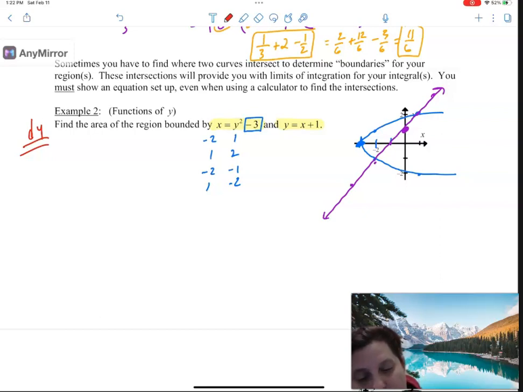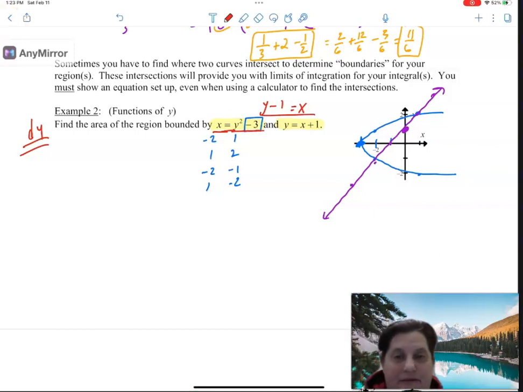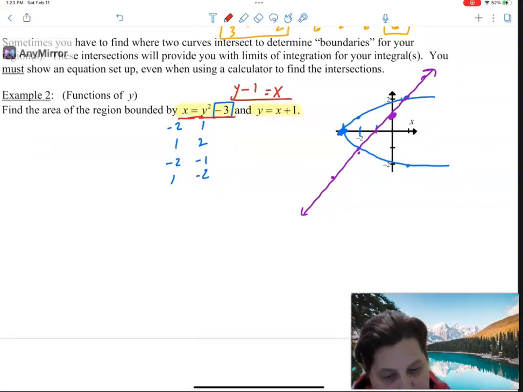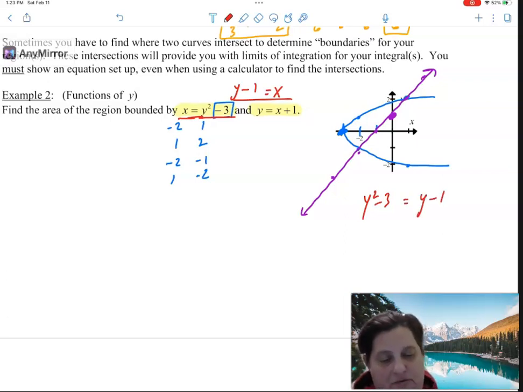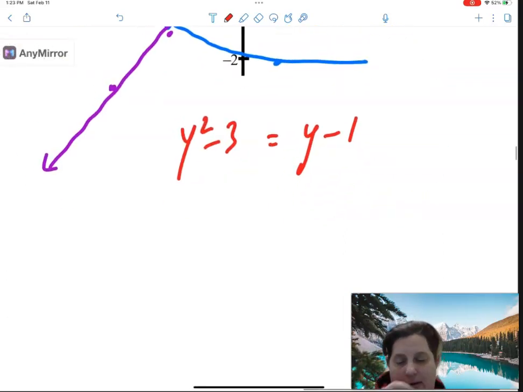Now, in order to do a dy problem, you actually need both of these in terms of x, like solve for x. So I have that equation solved for x, and that equation solved for x. If I set those equal to each other, so if x is y squared minus 3 and x is y minus 1, I should be able to figure out where these cross.